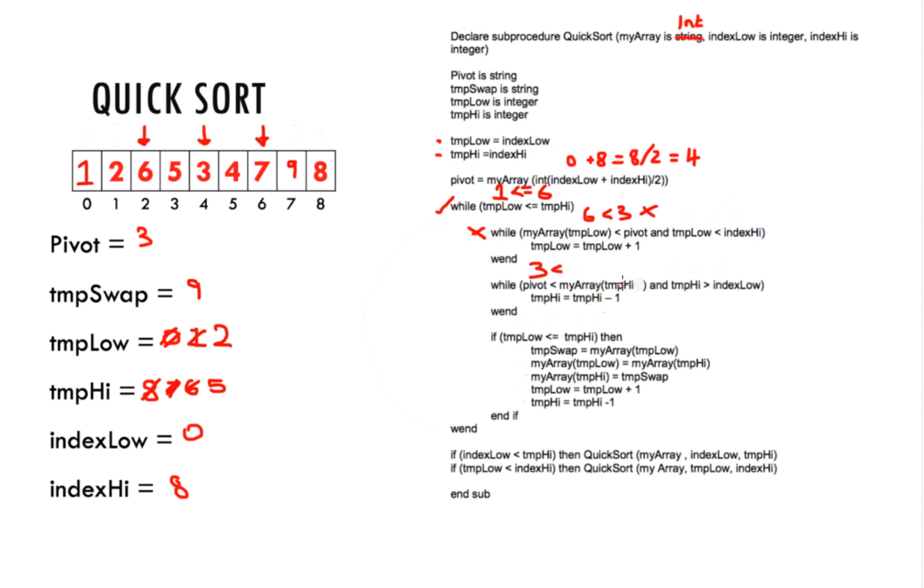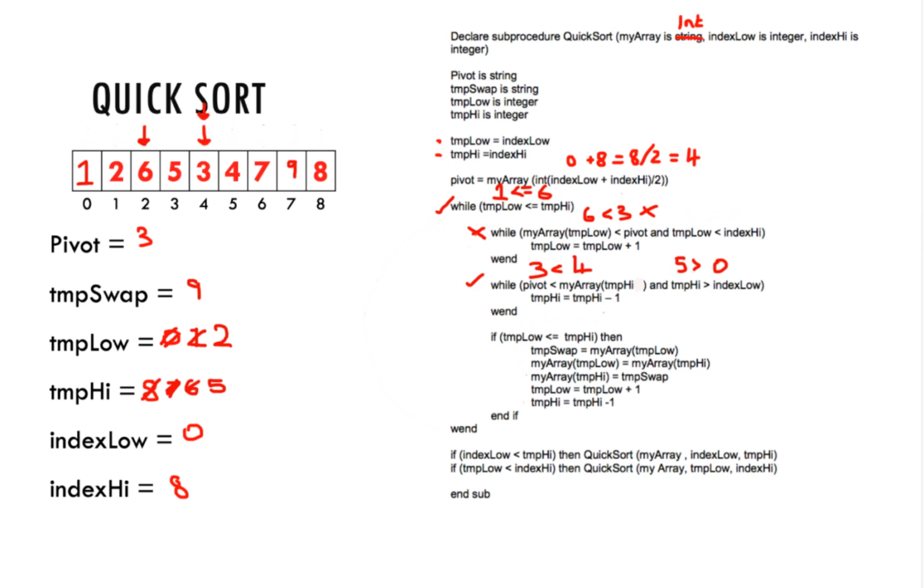Again, I've got to reevaluate the while condition. So I say while the pivot point, which is 3, is less than my array at temp high, which is 5, gives me the array value of 4, and temp high, which is 5, is greater than index low, which is 0. 3 is less than 4, and 5 is greater than 0. So again, we have to decrement the pointer. So we change temp high's value from 5 down to 4.